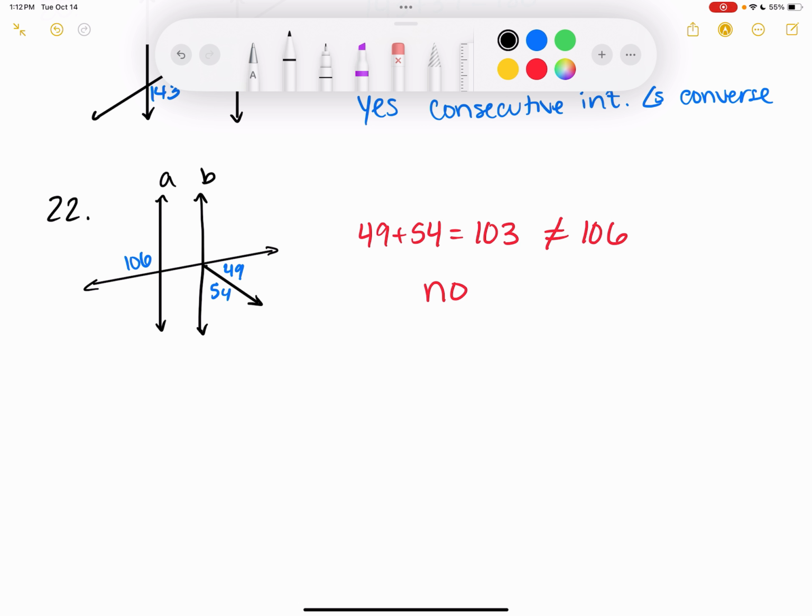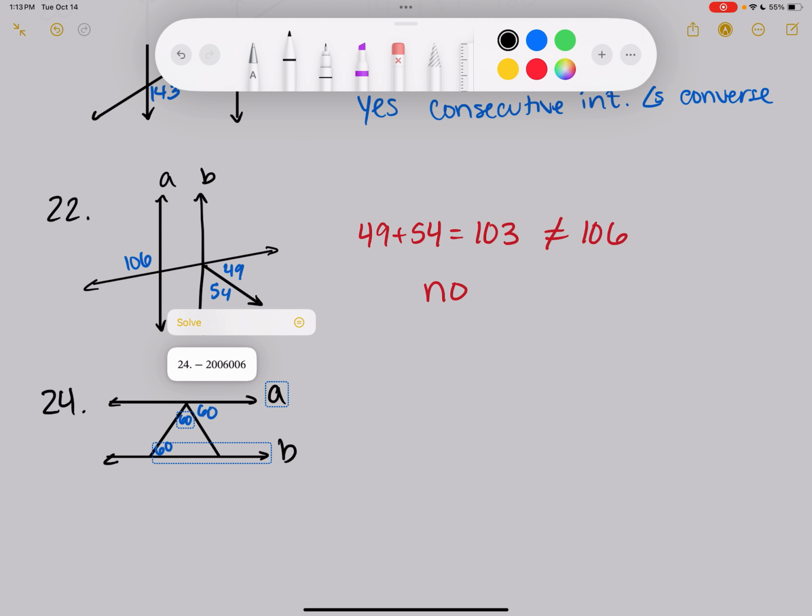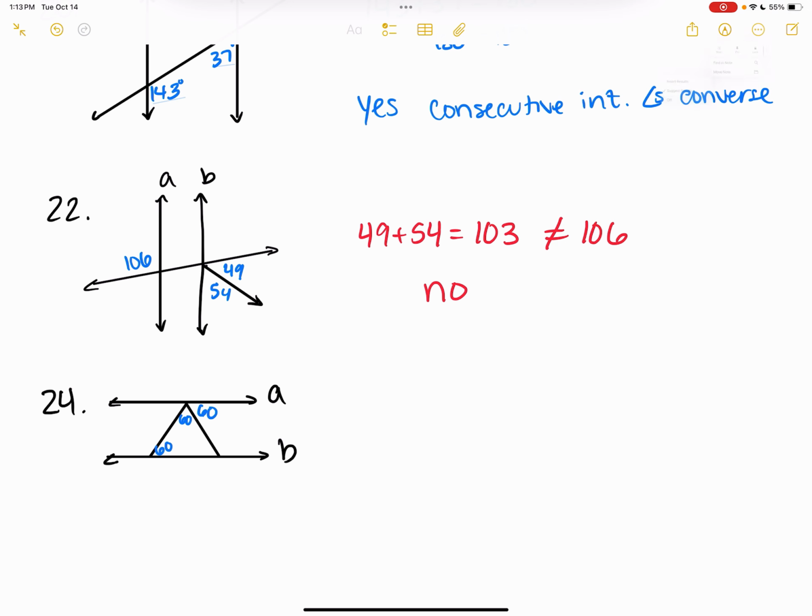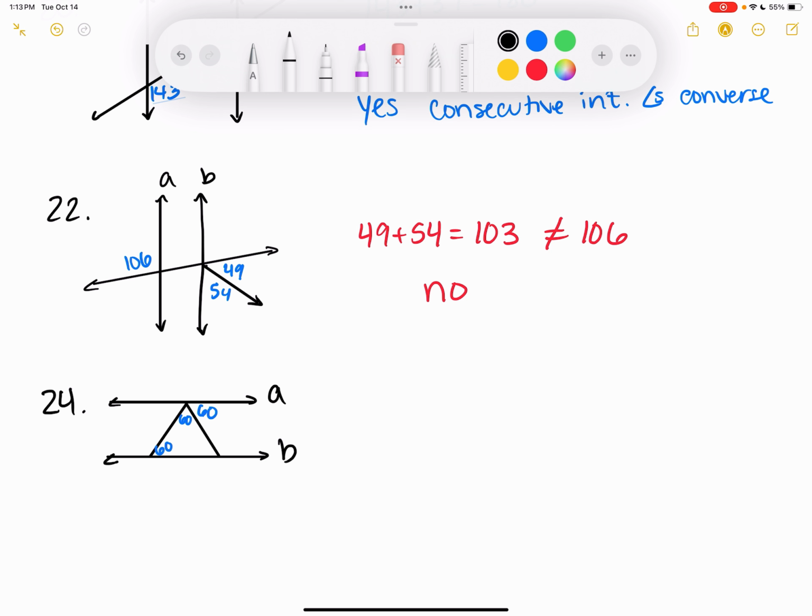Well, I was going to skip this one, but I don't want to skip this one. 24. Two lines going this way this time. And instead of it being directly a transversal, it's almost like they've drawn a triangle in here to an extent. All of those that I just wrote in, they're tiny, but they're 60s. So can I prove that A is parallel to B on this one? How?